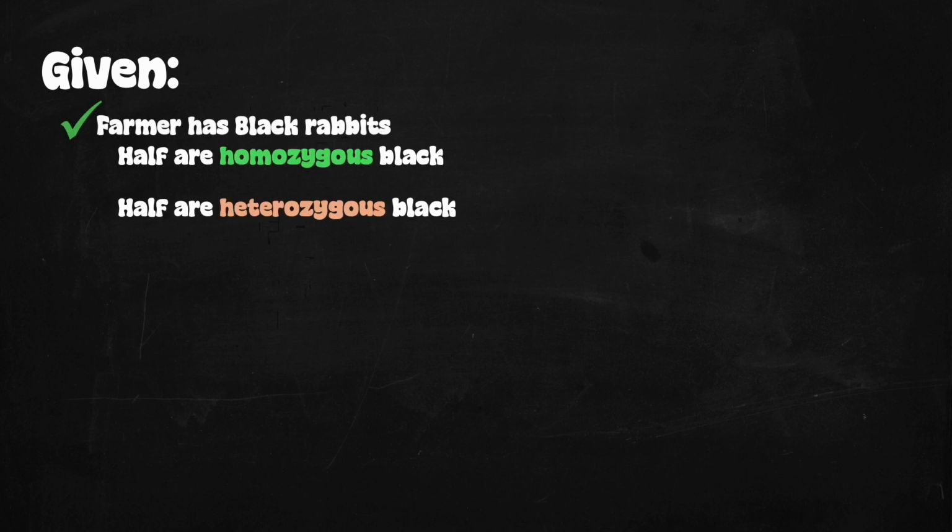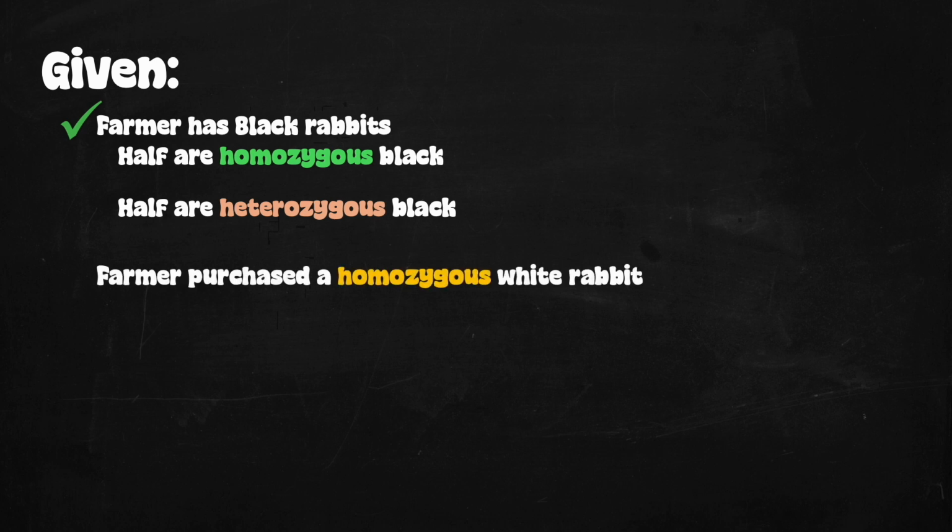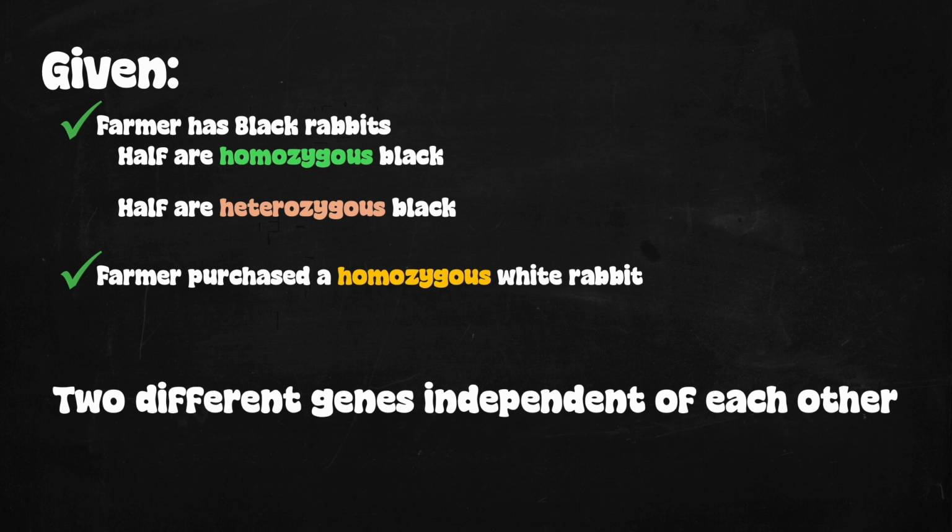Let's discuss. First, let's jot down the information we know. The farmer has a black rabbit, of which half is homozygous and half is heterozygous. Second, the farmer bought a homozygous white rabbit. Know that there are two different genes that are independent of each other.